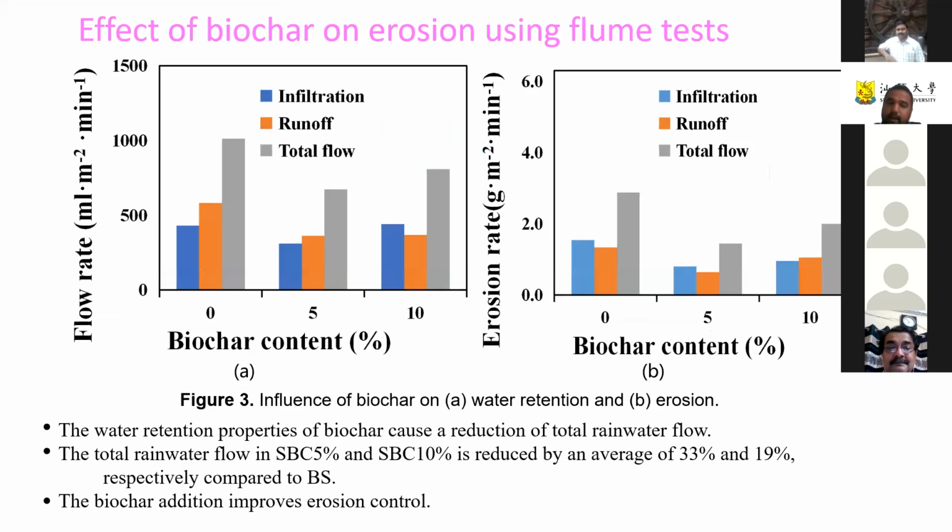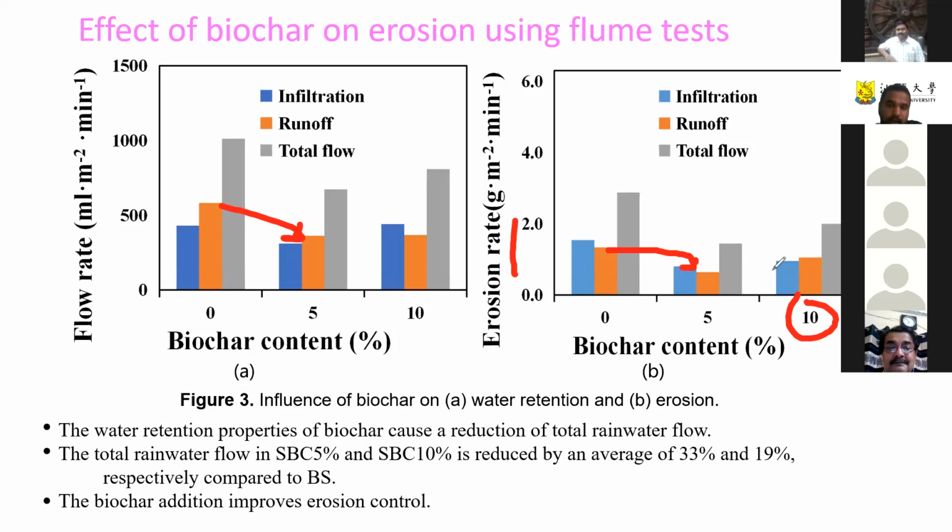So what we found is that if you have high biochar content, your runoff in general reduces. And in terms of erosion rate, it also reduces quite significantly. But when we have 10% biochar, there is a little higher erosion rate, and the reason we found is that if we have excess biochar, the problem of washing also comes into the picture.